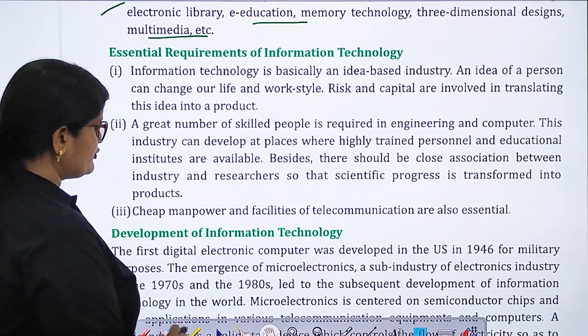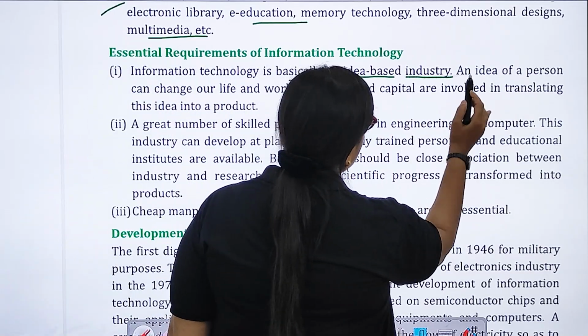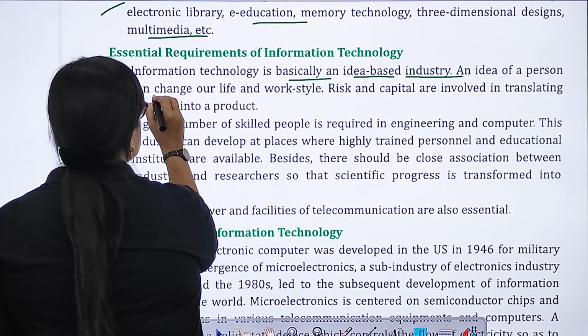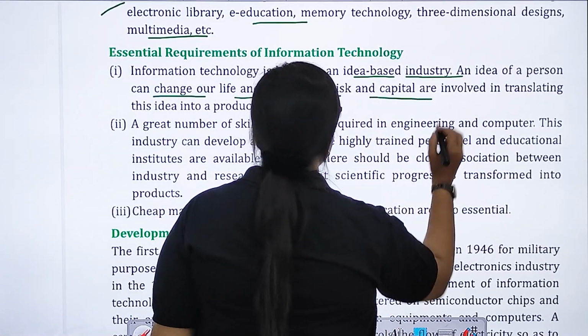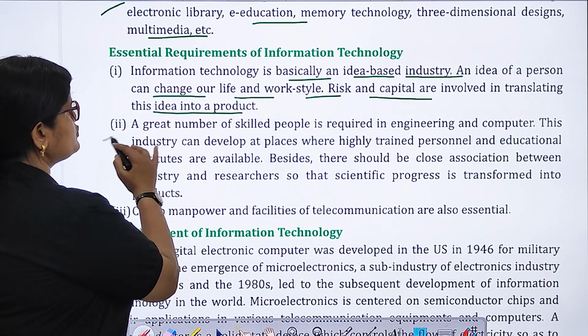Essential requirements of information technology. Information technology is basically an idea-based industry. An idea of a person can change our life and work style. Risk and capital are involved in translating this idea into a product.